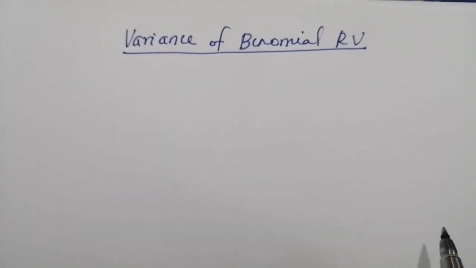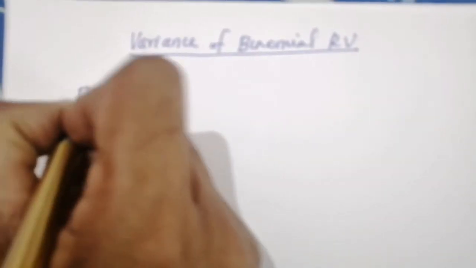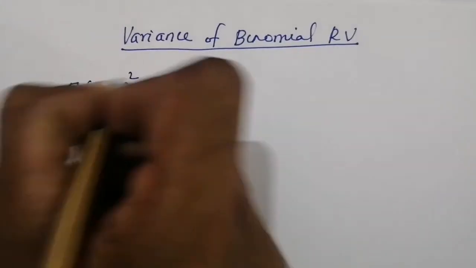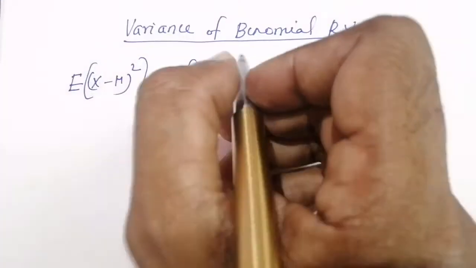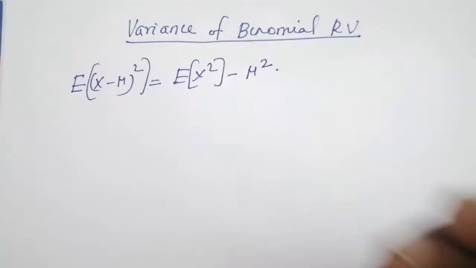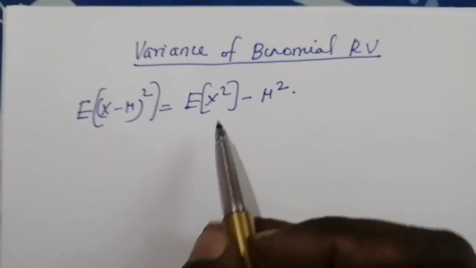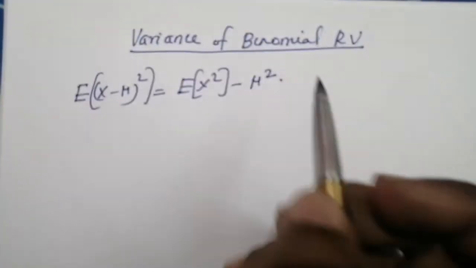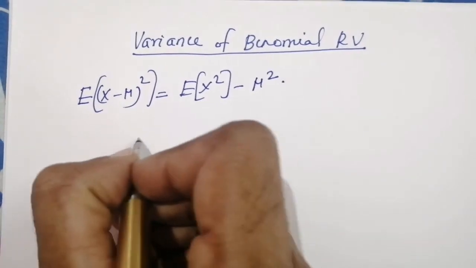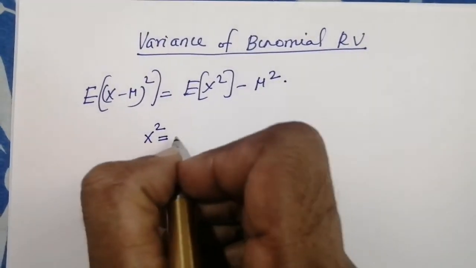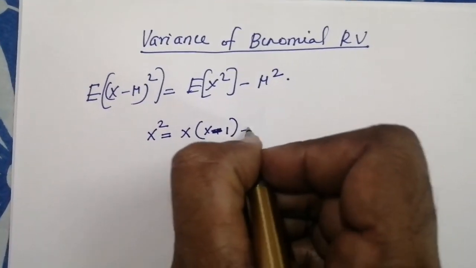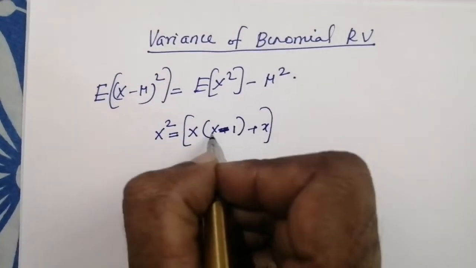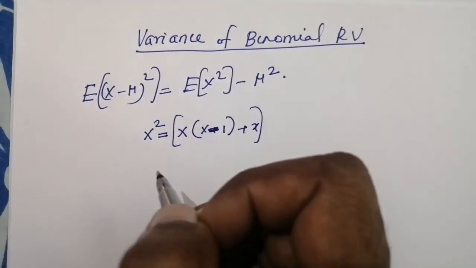Now we will find the variance of binomial random variable. So we know that by definition of variance, we will write it as expectation of (x minus mu) the whole square, which can be written as expectation of x square minus mu square, right? So we need to find the mean square value of binomial random variable. So we will write x square as x into (x minus 1) plus x. That is x square minus x plus x, so that will be equal to x square.